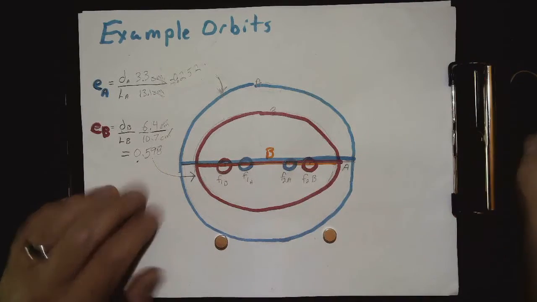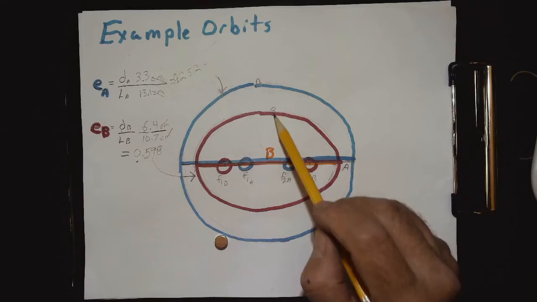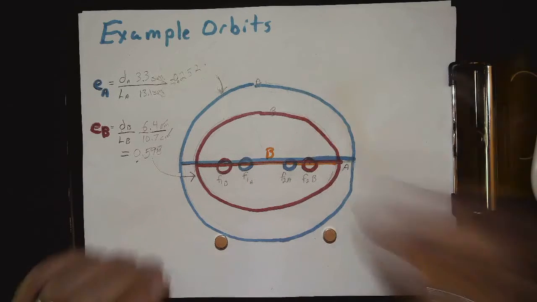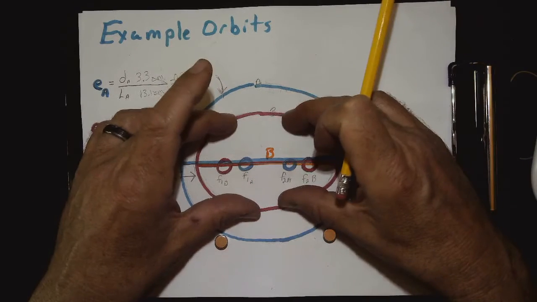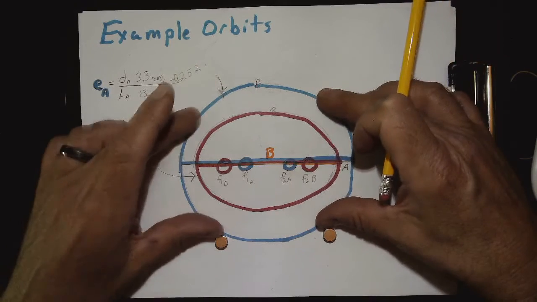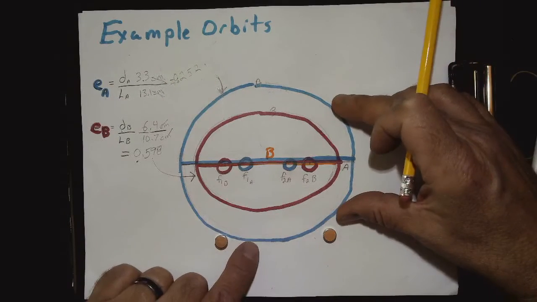So you can see this is a higher number. The red one is a higher number than the blue one. You can see the red certainly looks like a more squished circle than the blue one. The blue one is starting to look almost circular.